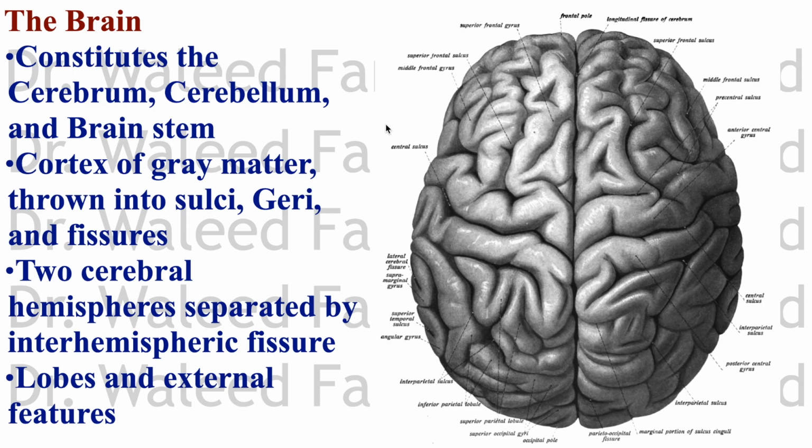The brain is the name that includes the cerebrum, this is the cerebrum you're seeing here, the cerebellum, and the brainstem. You can see the convolutions of the gray matter on the surface of the brain. These convolutions are called gyri, and between them are the sulci.